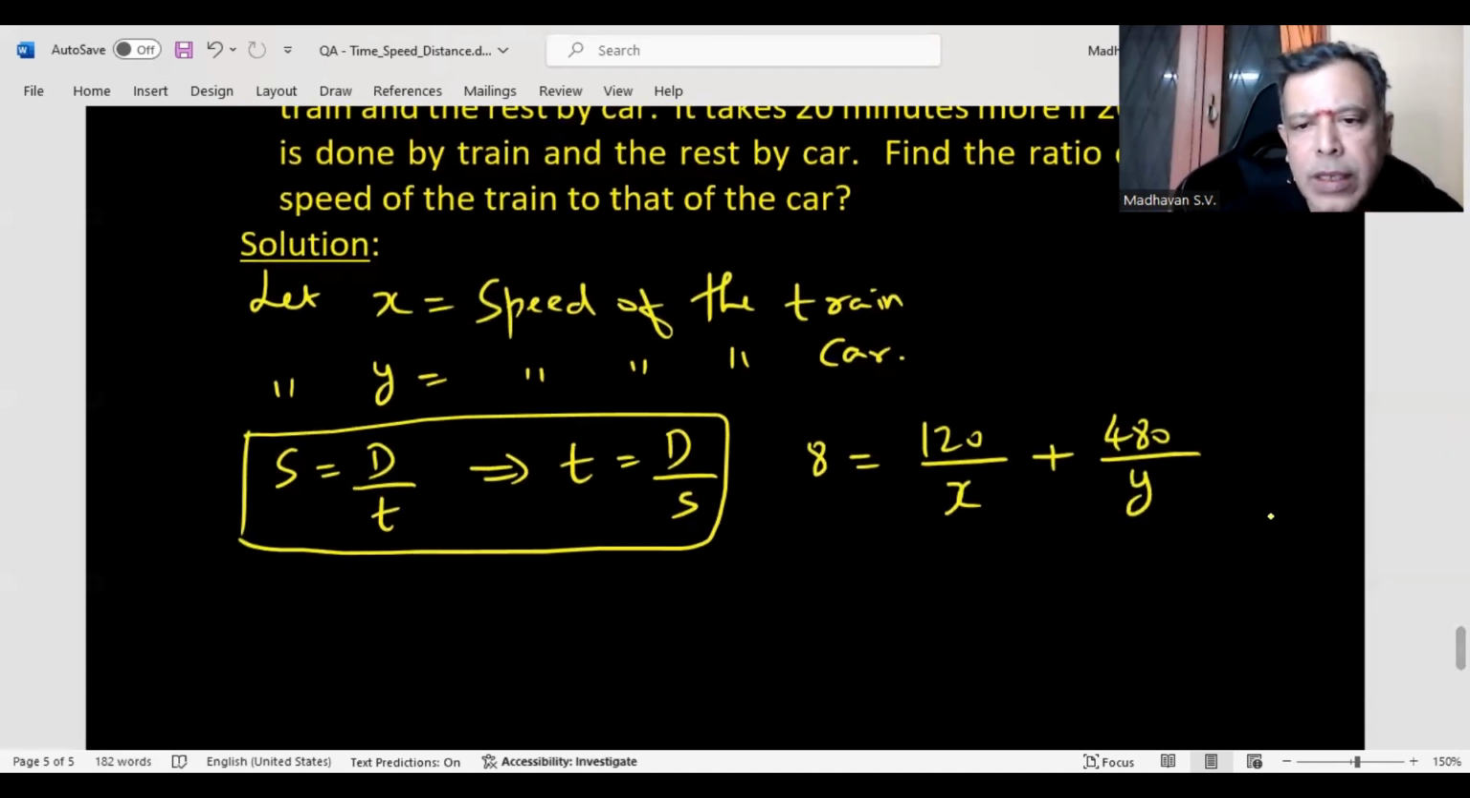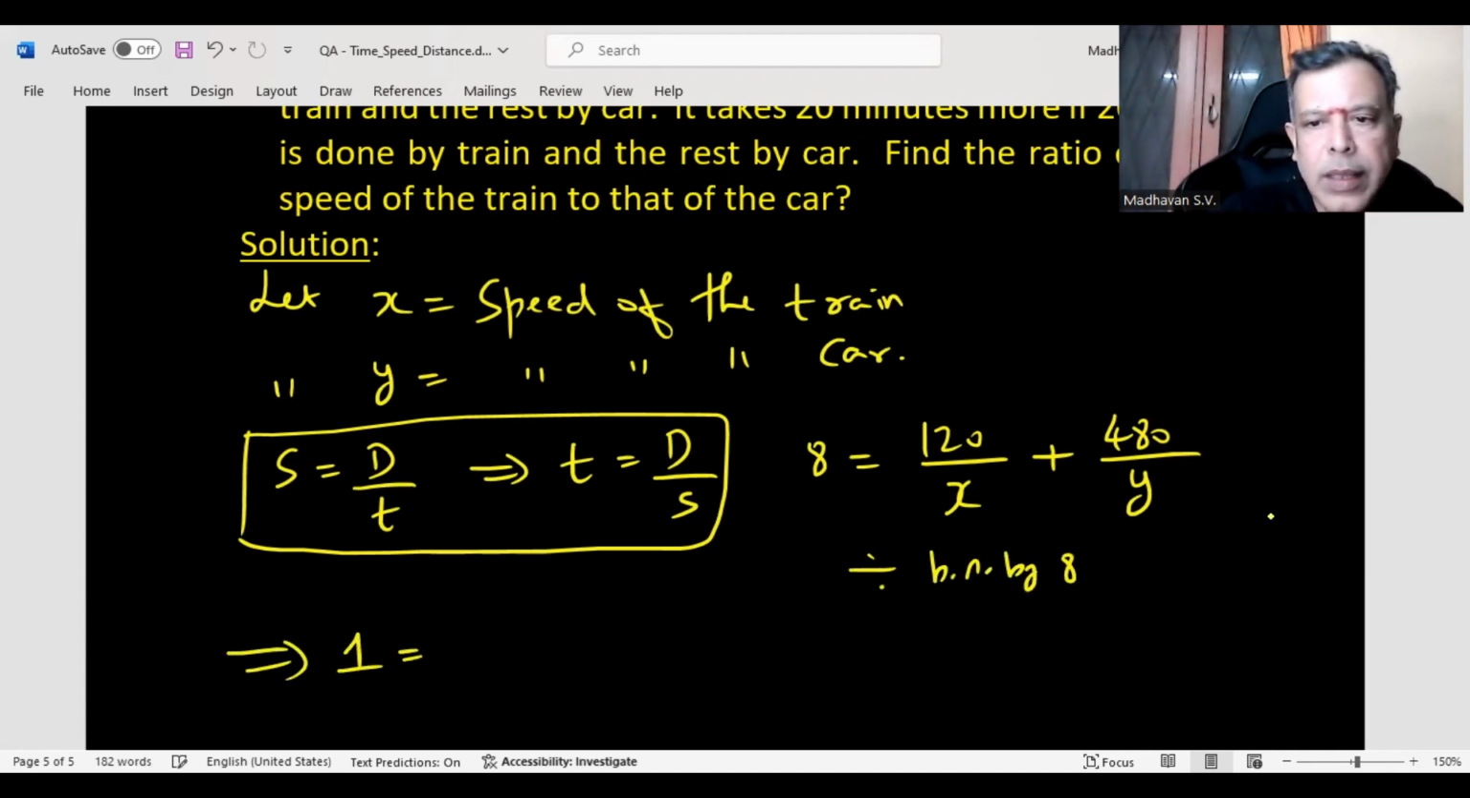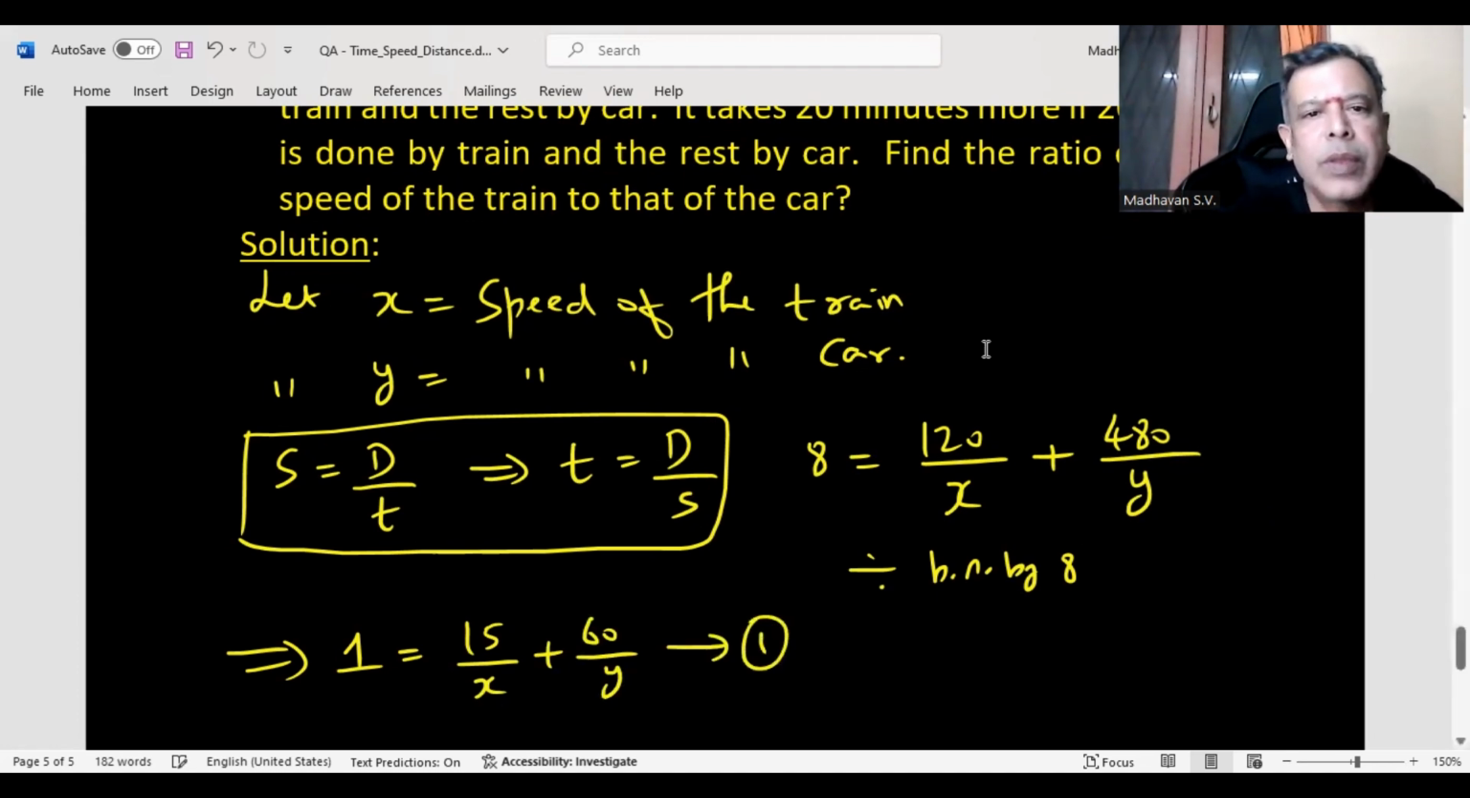We can divide both sides by 8 to get 1 is equal to 120 by 8, so 8 ones are 8, 8 fifteens are 120. So 15 by x plus 60 by y. Let us call this equation 1.